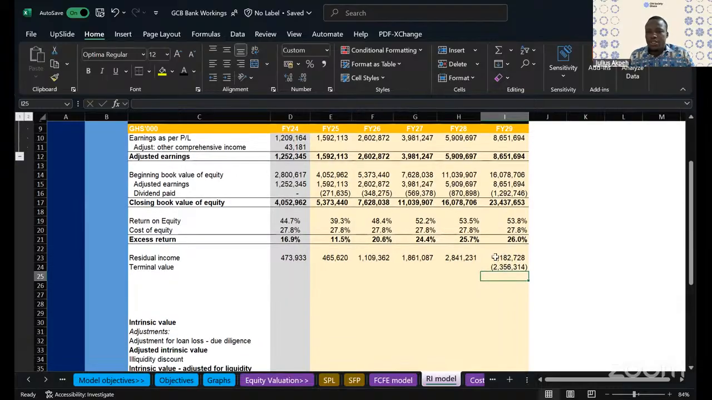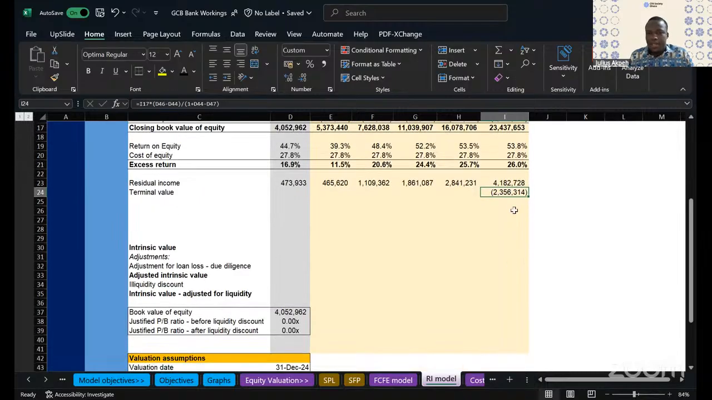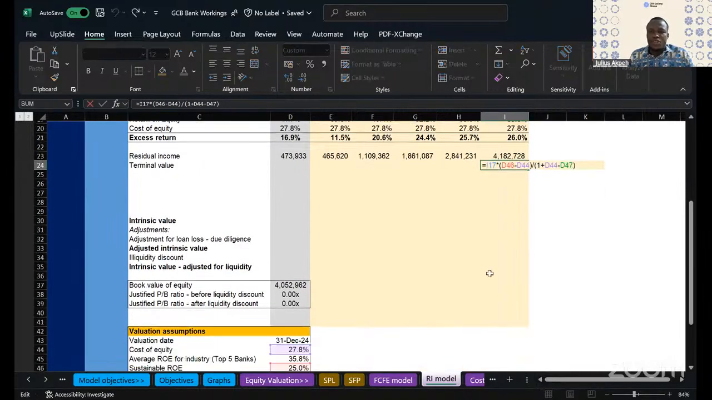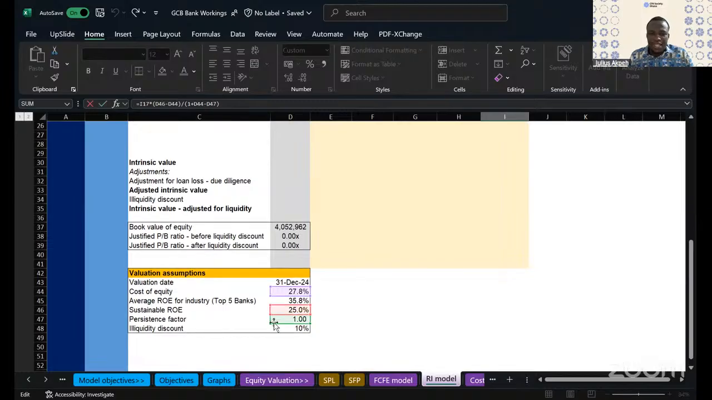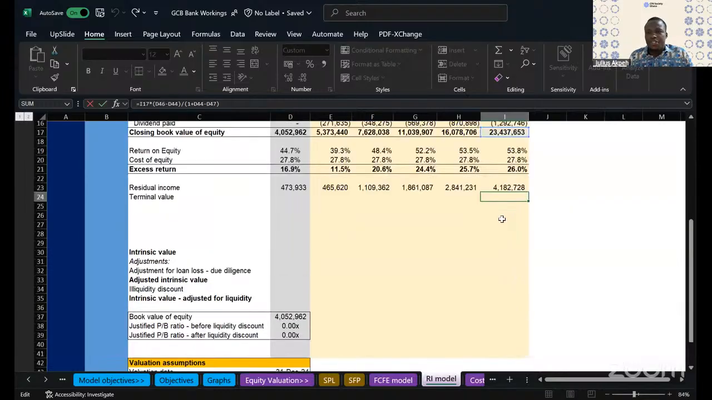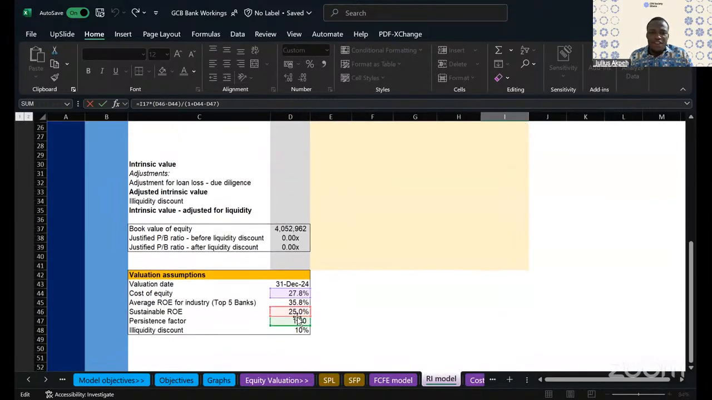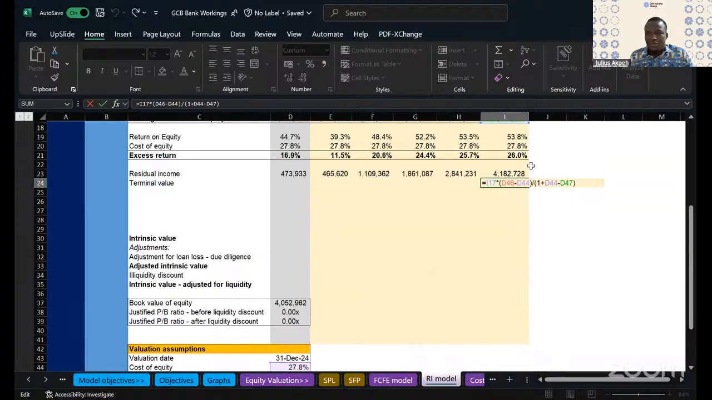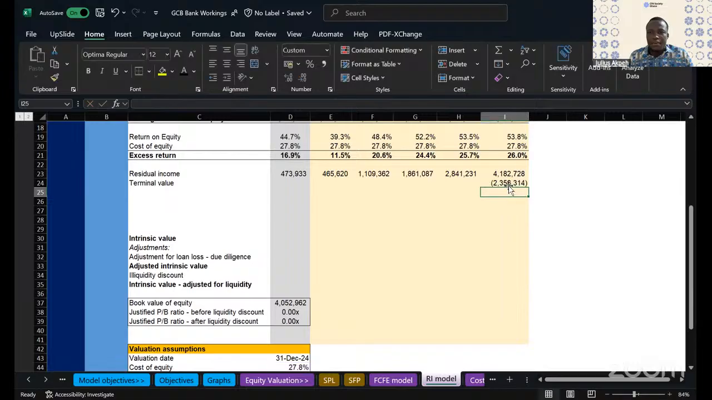And the question is, why do we have this huge negative? The simple assumption we used to start all these things is that the sustainable ROE is 25%. Of course, this may reduce, right? That 25% is lower than the cost of equity of 27.8%, and that's the reason why we have a negative terminal value. But we're just building the model, right?